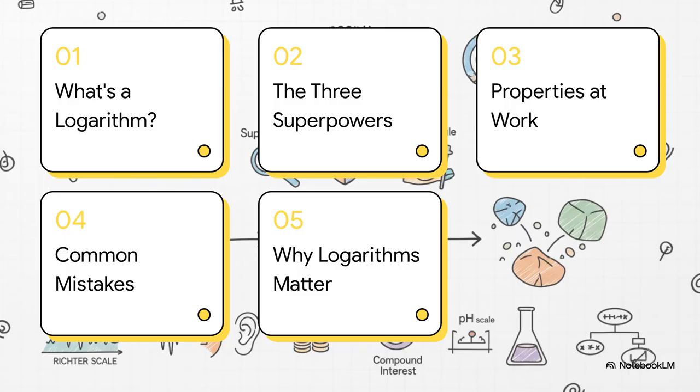So, here's our game plan for this explainer. We're going to break it all down step by step. We'll start with what a logarithm even is, then we'll unlock their superpowers, see how to actually use them, point out some common mistakes to avoid, and then the big finale, why any of this actually matters in the real world. Ready? Let's jump in.